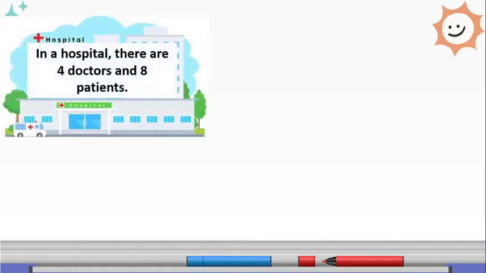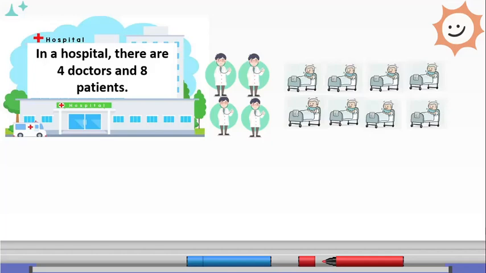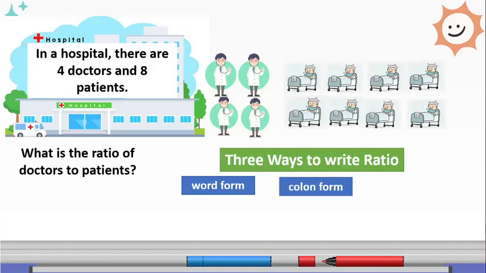Let's go back to the given problem. In a hospital, there are 4 doctors and 8 patients. Let me show to you an illustration of 4 doctors and 8 patients. The given question is, what is the ratio of doctors to patients? There are 3 ways to write ratio: through word form, column form, and fraction form.